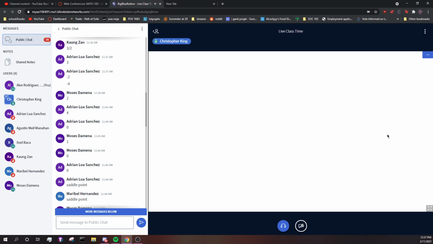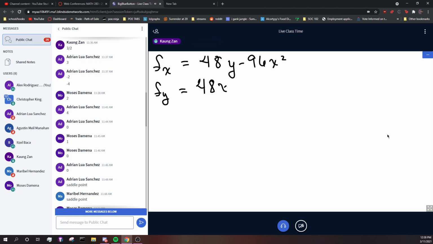All right. So what I want to do now is find the partial of f with respect to x. If I take the partial of f with respect to x, what will I get? 48y minus 96x squared. And then I want to look for the partial of f with respect to y. What would that be? 48x minus 48y. And keep in mind, in order to find the point, we set these equal to 0.